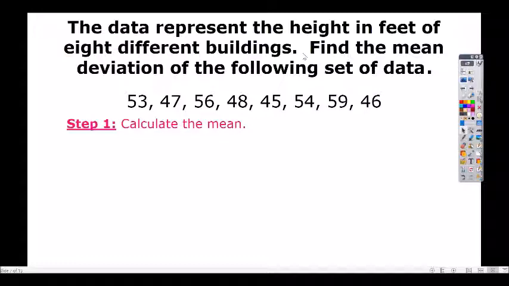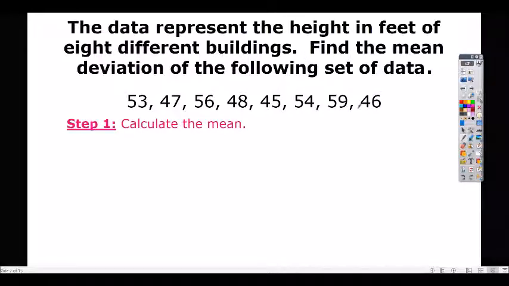The first problem says the data represents the height in feet of 8 different buildings. So we know, since it says 8 different buildings, that we're going to divide our answer by 8 when we're solving for the mean and solving for the mean absolute deviation. So first, step 1 is going to be to calculate the mean. To calculate the mean, what I do is I add all 8 of these numbers together.